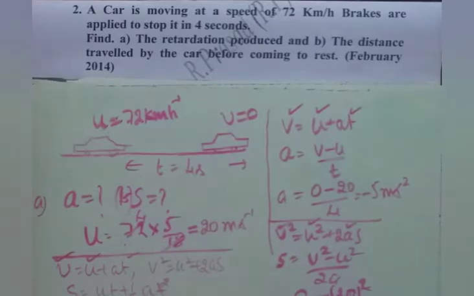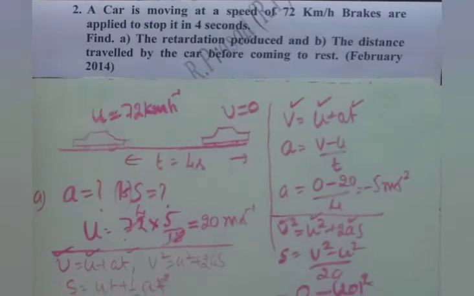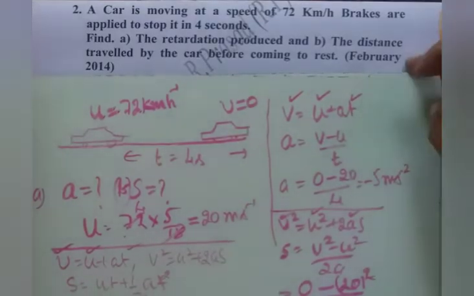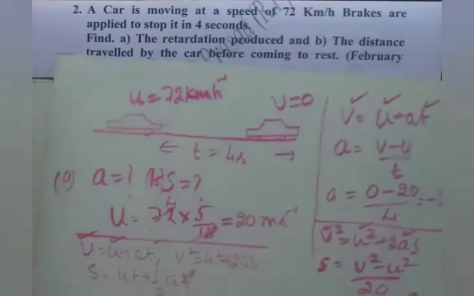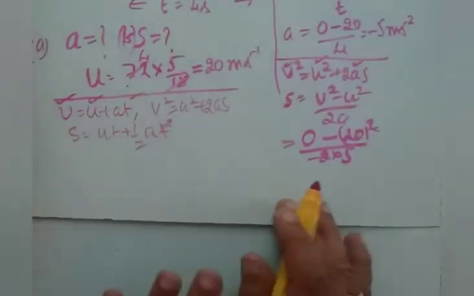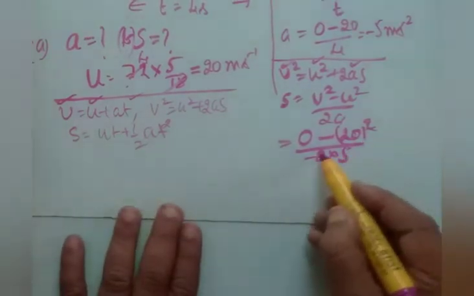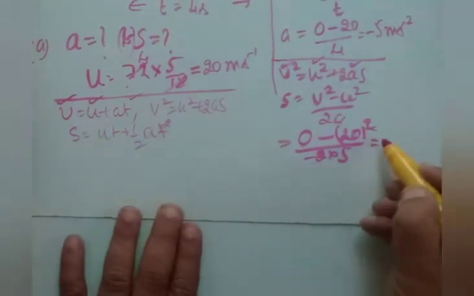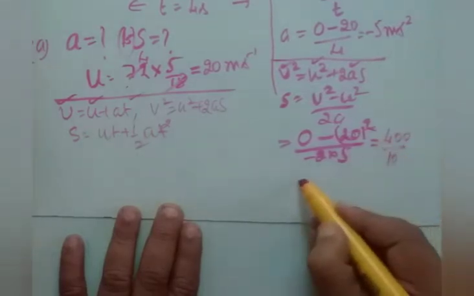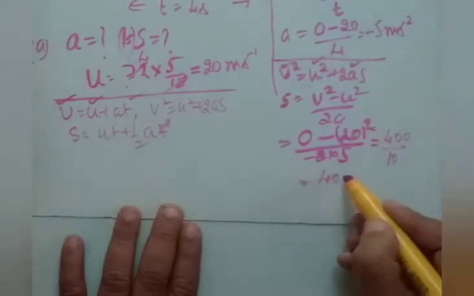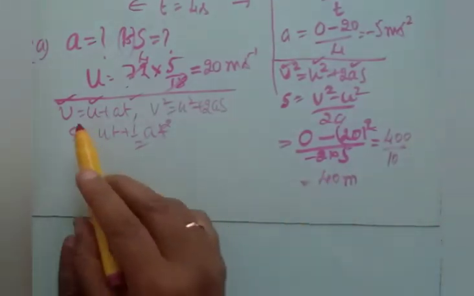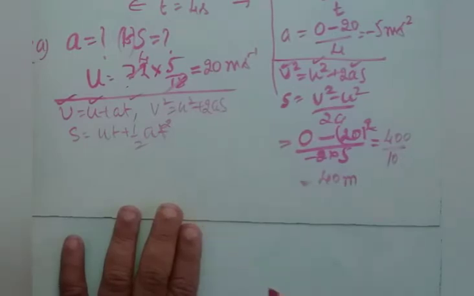Therefore, how to finish off this calculation? Observe, I finish off this calculation like this. Just observe. Say this amounts to be 400 by 10. That means 40 meters. 40 meters. So we know both the answers now.